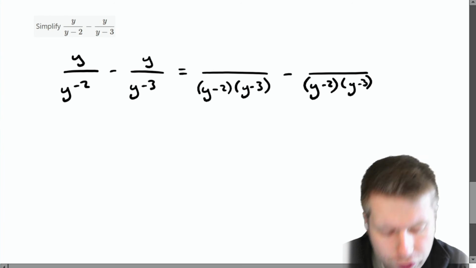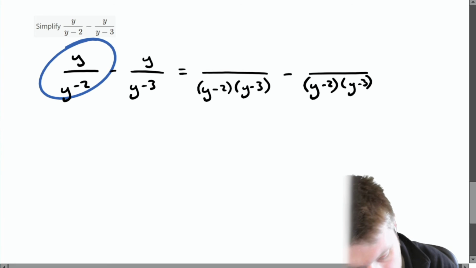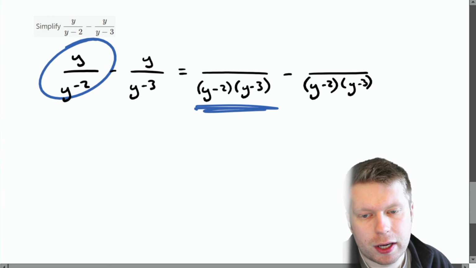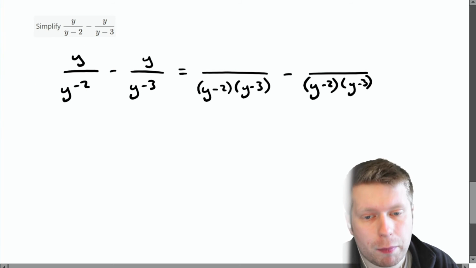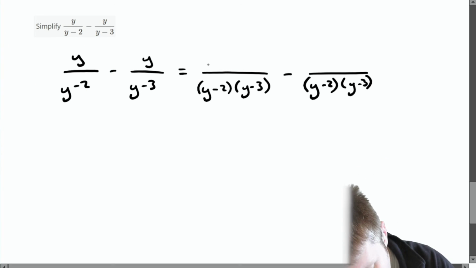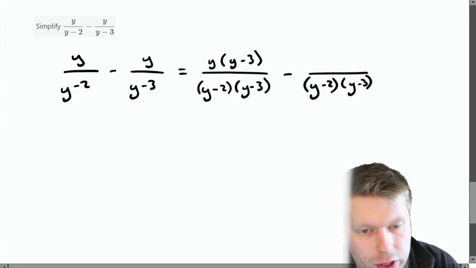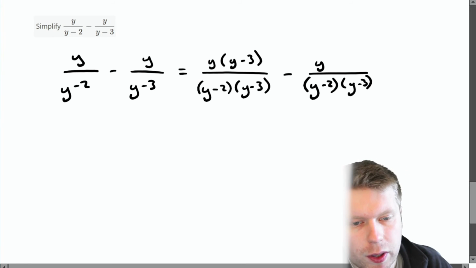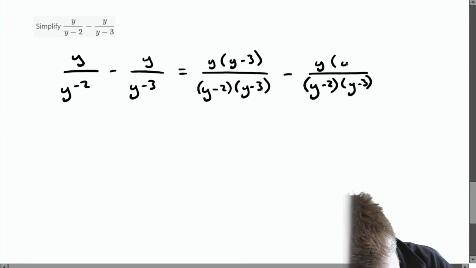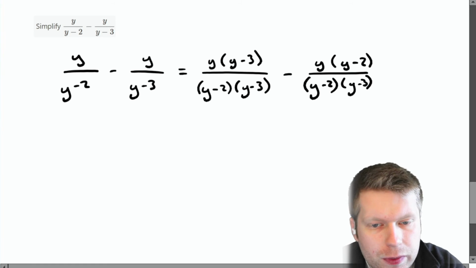And then just think, well, what have I multiplied this first fraction by in order to get a denominator of y minus 2, y minus 3? Well, I've multiplied both numerator and denominator by y minus 3. So let me write that in for you. So I had y, and I've now multiplied that with y minus 3. On the second fraction, I had y, and I've multiplied by y minus 2 to get y minus 2, y minus 3 on the denominator. So I'm going to put y minus 2 on the numerator as well.